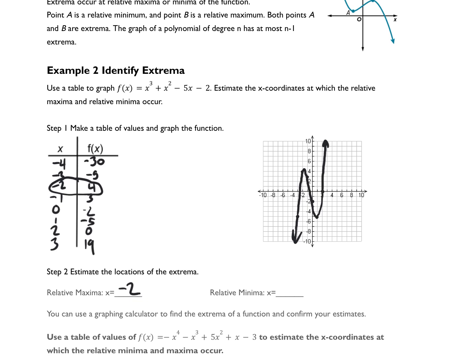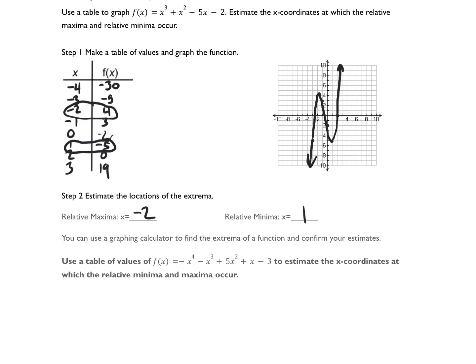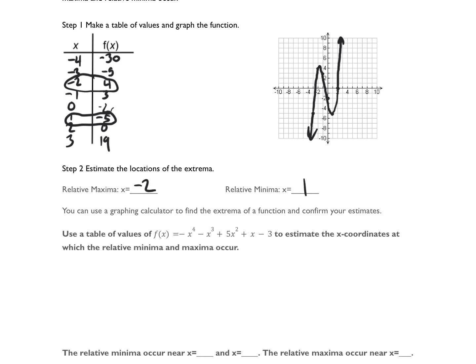And then as I look again at the table, so 4, then it goes down to 3, down to -2, down to -5, but then it goes back up to 0. So around this x value of 1, there's also a turnaround point. So the relative maximum has an x value of -2, the relative minimum has an x value of 1. And of course we could use the graphing calculator to find the extrema of the function and confirm our estimates.